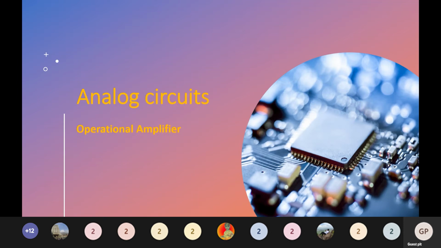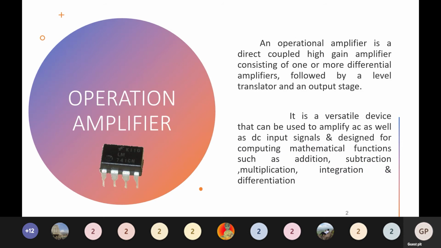Like we have transistors, resistors, almost all electronic components are analog in nature only. And op-amp is also analog. And we are going to see about op-amp in detail. So first to start with, let us see what is an op-amp.